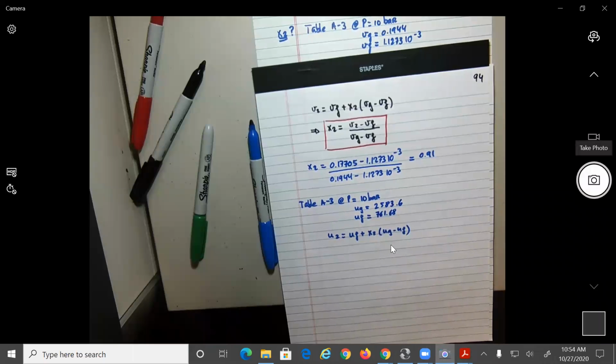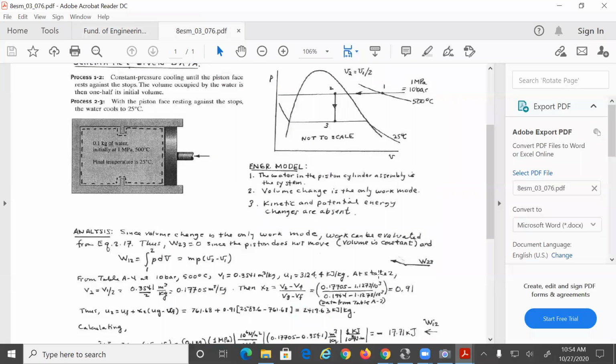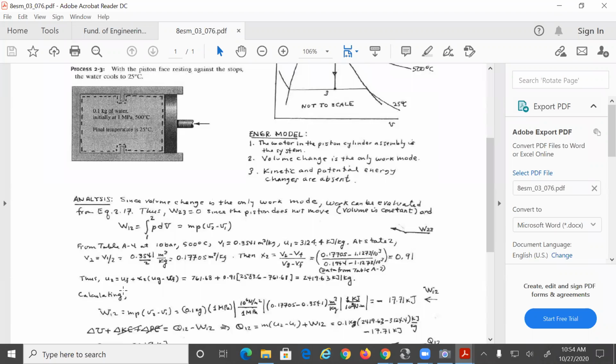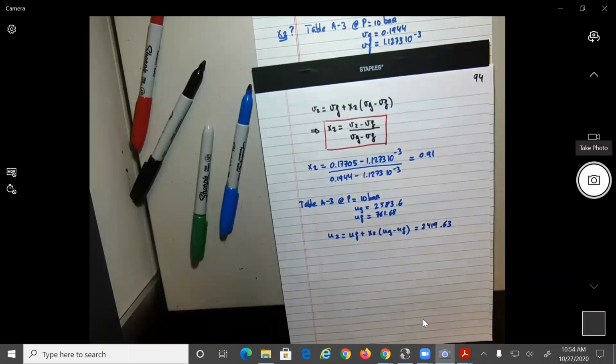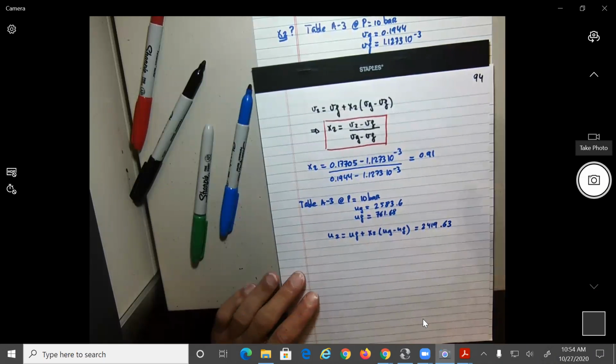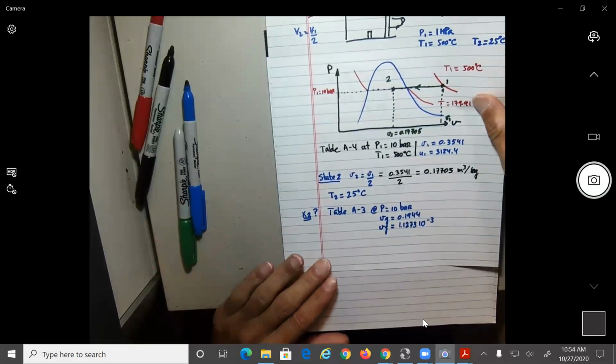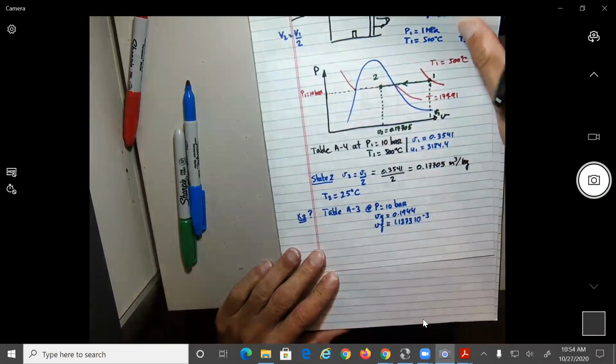And if we substitute into this equation here, we find the value of U2. And U2, since I'm going to do some cheating here, I will look at the solution. I guess it's this one, 2,419.63. Got one check. All right. Okay, so we can do at least half of the problem over here.